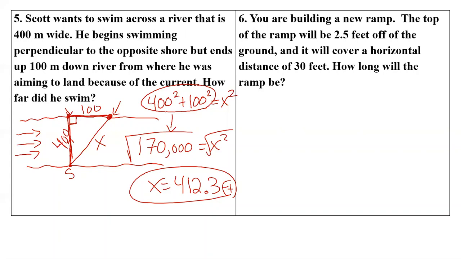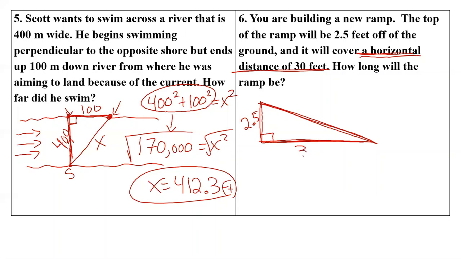And then number 6, you're building a new ramp. So I'm going to go ahead and just draw a right triangle. This diagonal part is my ramp, my height, my distance. Okay? So your ramp will be 2.5 feet off the ground. So this is going to be 2.5. It will cover a horizontal distance of 30 feet. So that means this horizontal, the flat ground distance, is 30 feet. How long will the ramp be?